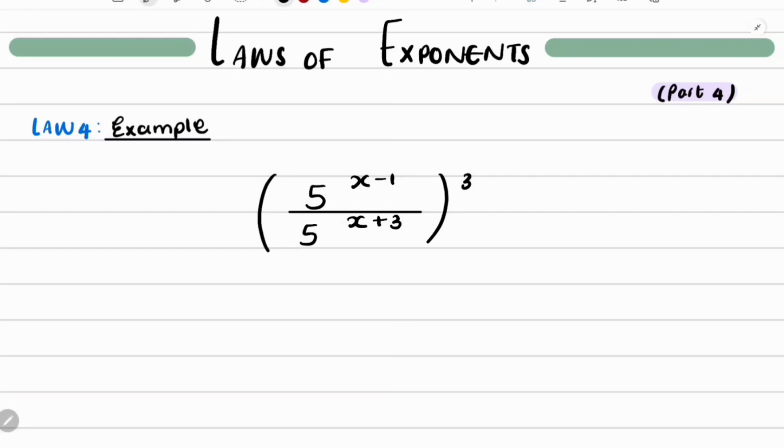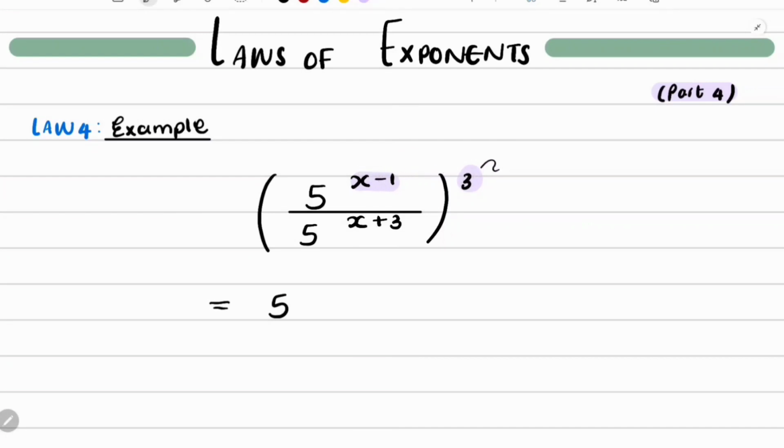In this example, we have 5 raised to the power of x minus 1 over 5 raised to the power of x plus 3. And all of that is being raised to the power of 3. You can go ahead and pause the video and go for this one. Okay, so we're just looking at the bases. The base that we have is 5, and its exponent is x minus 1. That is going to multiply with that outside. So we have 5 raised to the power of the x minus 1 needs to multiply with the 3. So both the x and the negative 1 need to multiply to the 3. So you could distribute it like this.